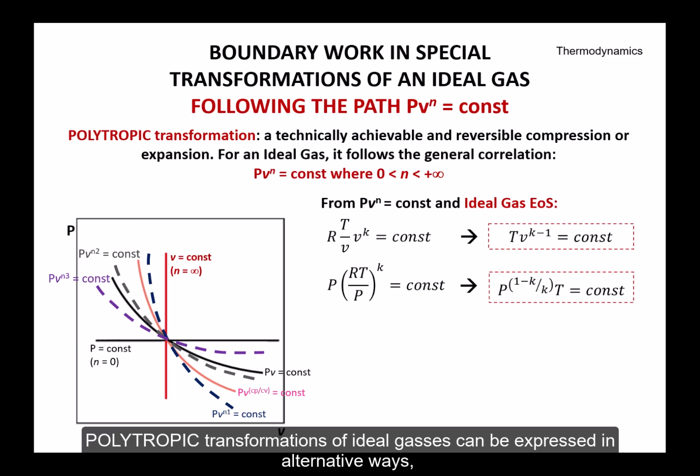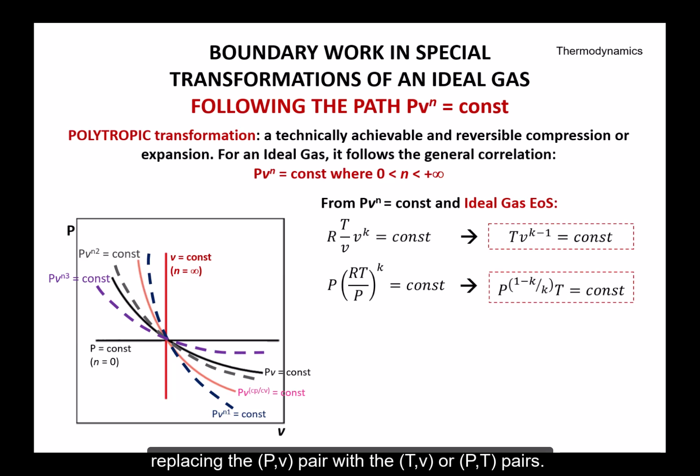Polytropic transformation of ideal gases can be expressed in alternative ways, replacing the PV pair with the TV or PT pairs. In specific problems, it could be more convenient to use one expression than another.